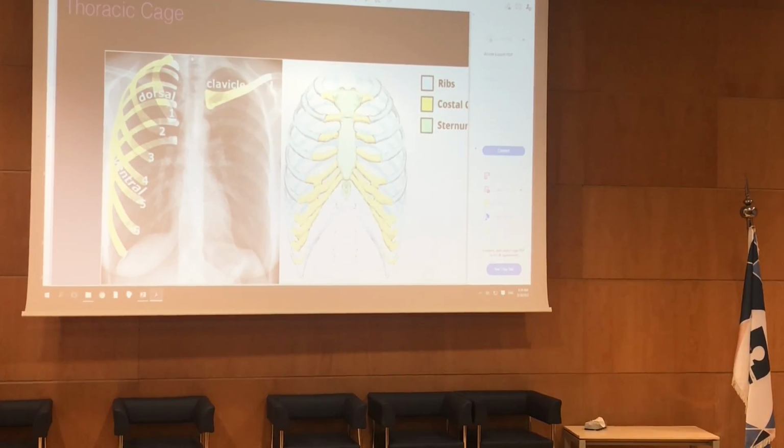Okay, so this is a fairly positioned and inspirated chest X-ray, but we see here down to the 7th rib only, and this is how you count the ribs. Okay, you count the dorsal ones actually, not the anterior ones. Okay, because these are the ones that you will be able to see better.